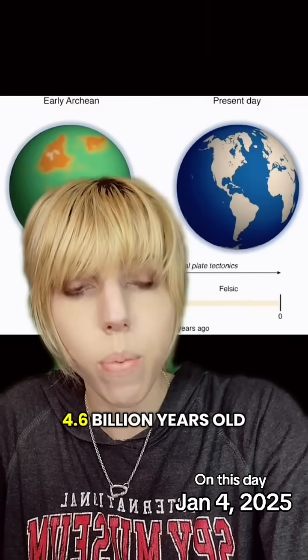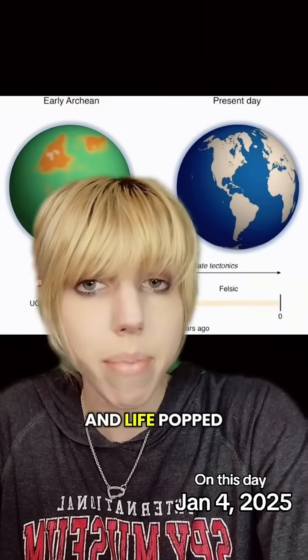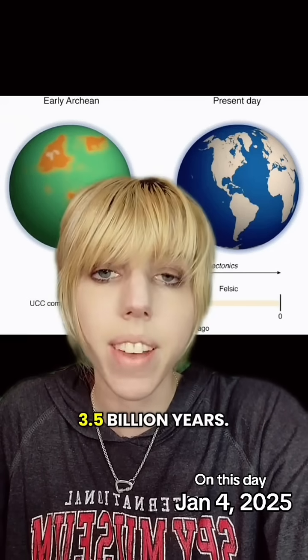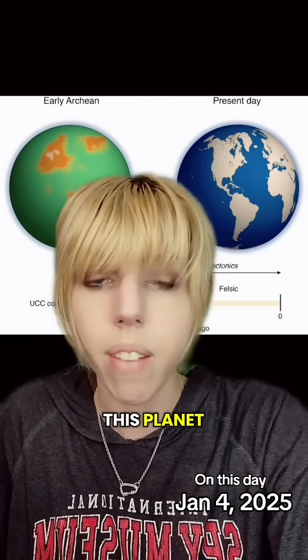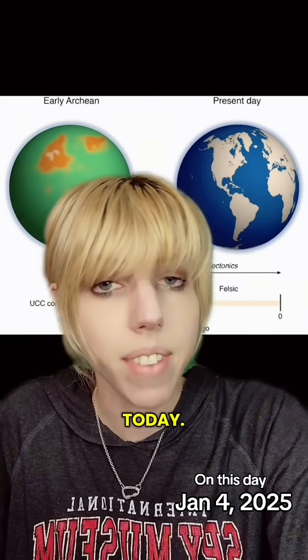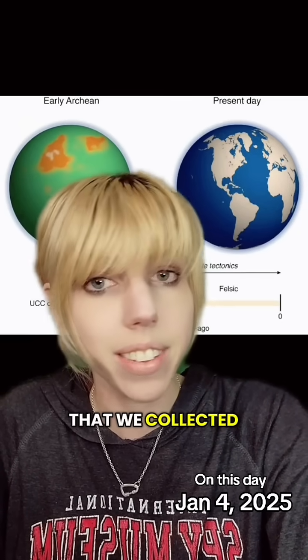Our Earth is 4.6 billion years old, and life popped up somewhere in the ballpark of 3.5 billion years. That means the conditions in which life formed on this planet are very different than they are today, and they're shaped by the organisms that we collected along the way.